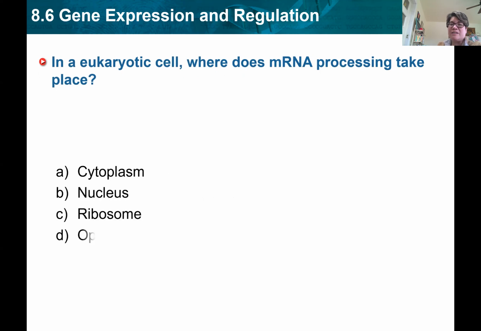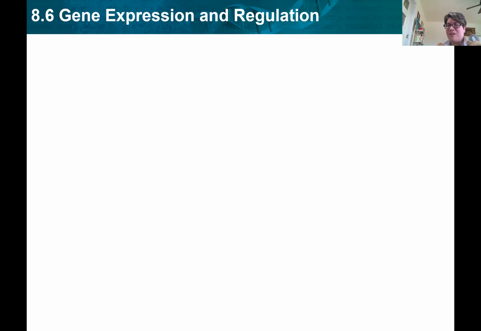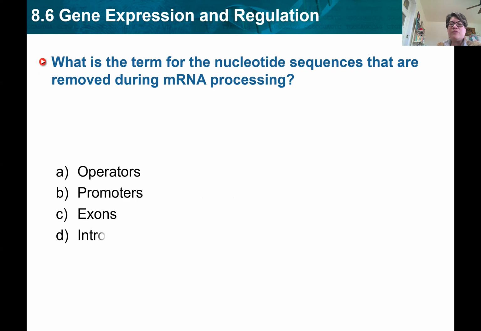In a eukaryotic cell, where does mRNA processing take place? Where are we processing that mRNA and cutting parts out and putting the cap and tail on it? We're still in the nucleus when we do that. We're getting it all ready to leave. What is the term for the nucleotide sequences that are removed during mRNA processing? So the chunks that are taken out and trashed are the introns, okay? The exons are the parts that we use.